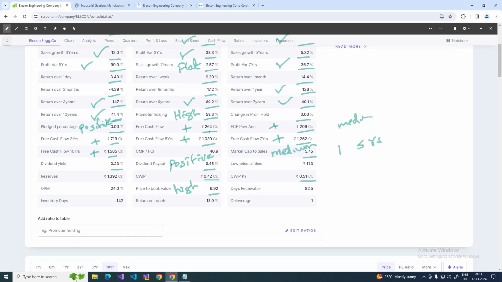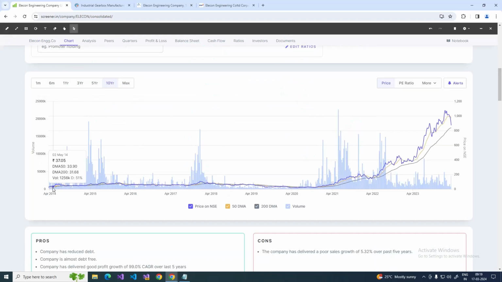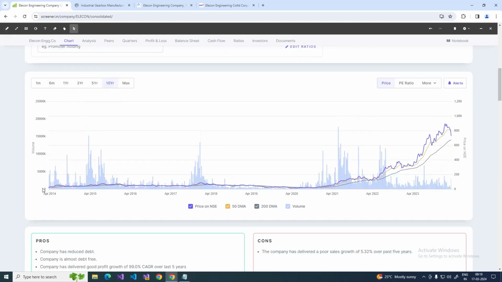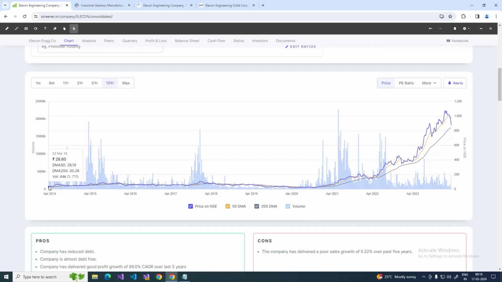So throughout 10 years free cash flows are positive, and also free cash flows are increasing throughout 10 years, this is also positive. Now see the 10 years price of Elecon Engineering. So in 2014 the price of Elecon Engineering is 28 rupees. In 2020 here 26, that means from 2014 to 2020 the price is constant up to this period. So price constant.